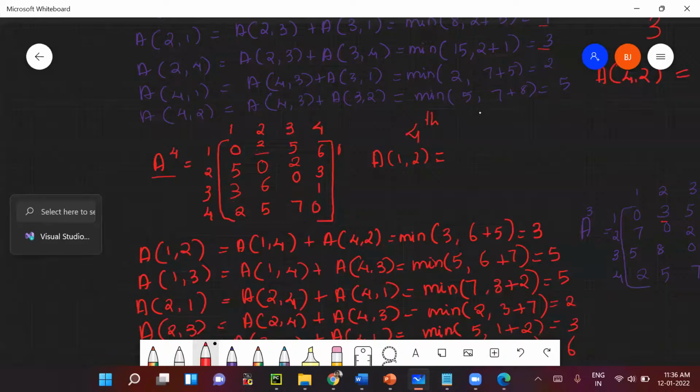Matthew, I am asking you, what is 1, 2? 3, ma'am. Directly you are telling 3. How did you find it? First you have to split and write, right? Using the 4th vertex as intermediate vertex. So instead of 1, 2, you will be writing 1, 4 plus A of 4, 2. Whichever is minimum, we will be updating in the distance matrix A4.